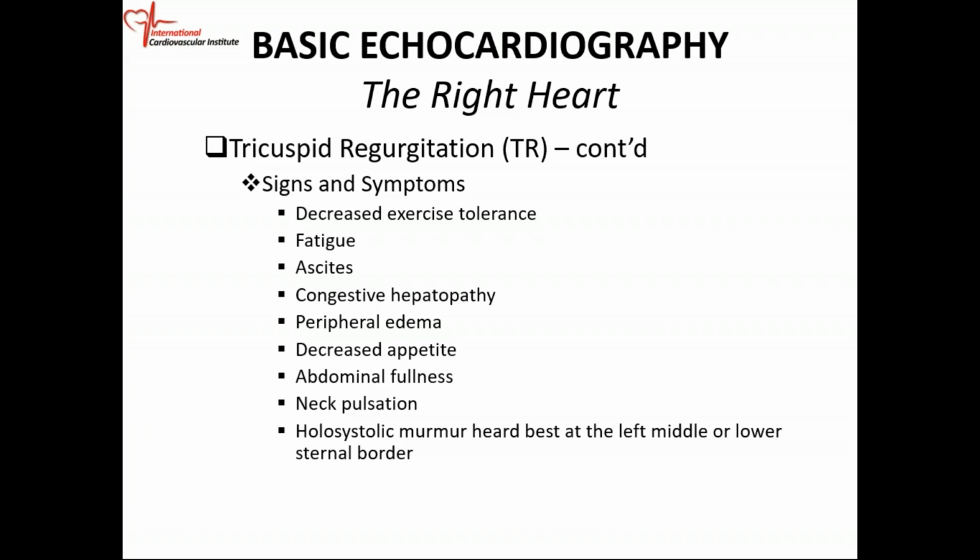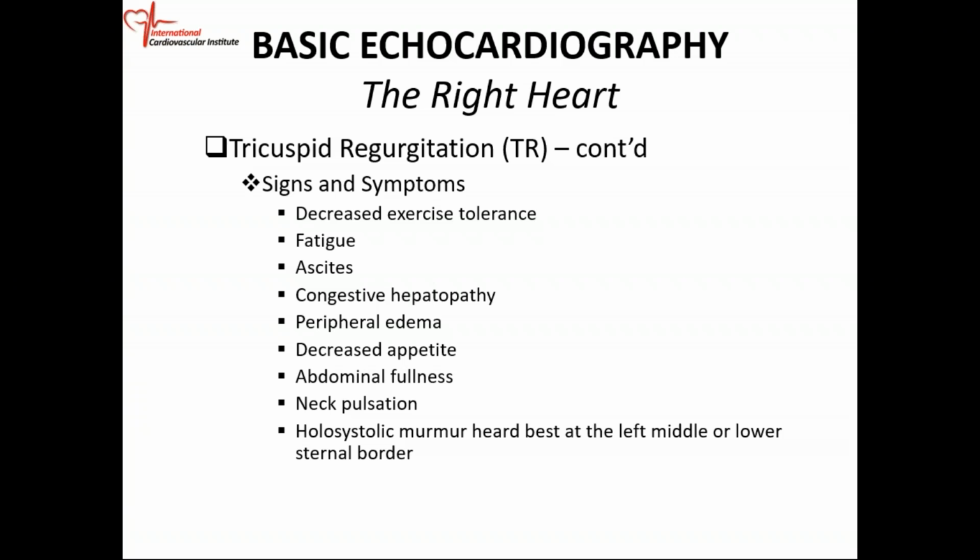Peripheral edema for the same mechanism, decreased appetite because of decreased cardiac output. If you have hepatomegaly, engorgement of the liver, that can cause decrease in appetite as well. Abdominal fullness from the ascites and hepatomegaly. Hepatomegaly is enlarged liver. Neck pulsation, because increased volume in the right atrium increases the jugular venous pressure, and you get jugular venous distension.